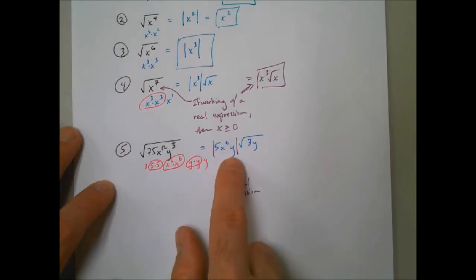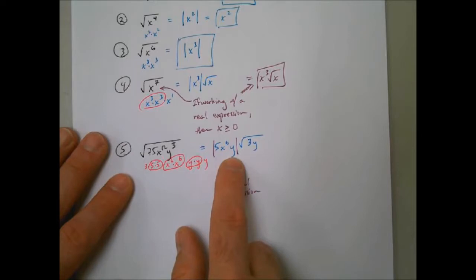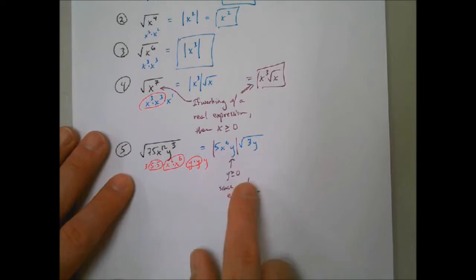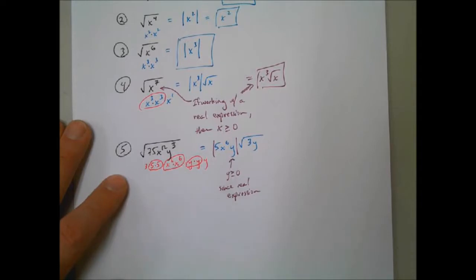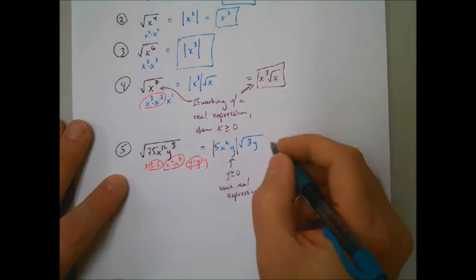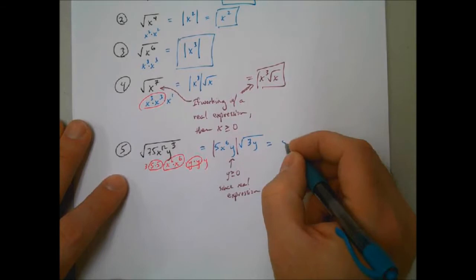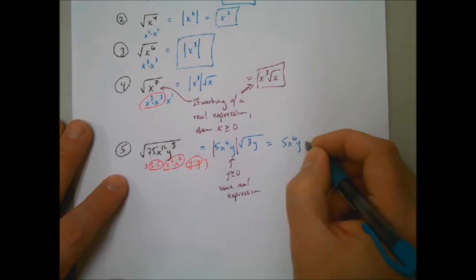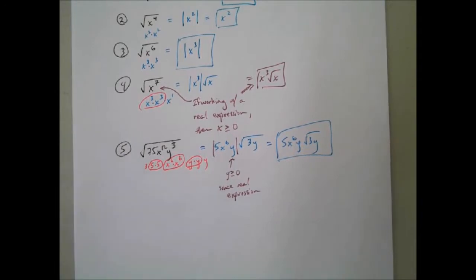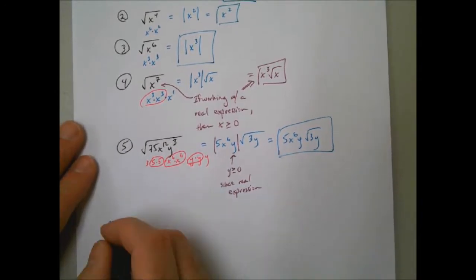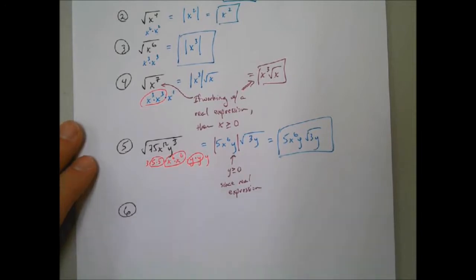So we don't need absolute value around the 5, the x to the 6, and we don't need an absolute value around the y out here either, because y could not be negative and this be a real expression. Therefore, we do not need absolute value at all for this one, so it's just 5x to the 6th y root 3y. Okay, let's try one more of those.